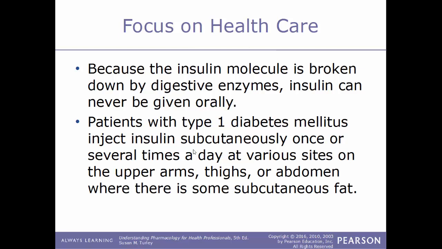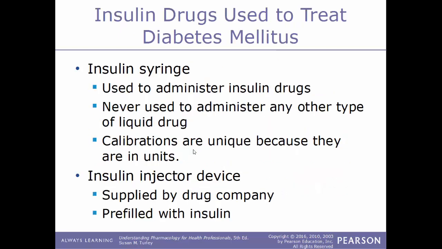Now, patients with type 1 diabetes mellitus inject insulin subcutaneously once or sometimes several times a day at various sites on the upper arms and the thighs or the abdomen where there is subcutaneous fat. Now, for patients who need to take insulin injections, they need to use a special insulin syringe. Now, these are only used to administer insulin drugs. They can never be used for any other type of liquid drug. That's because the calibrations on the side of the syringe are in units, which are used to measure insulin.